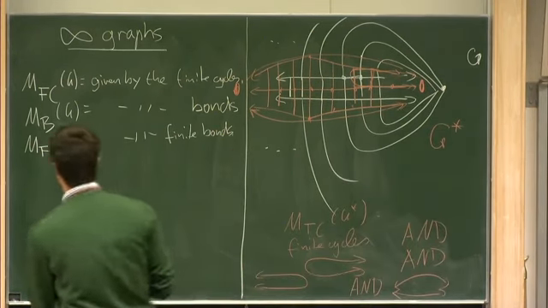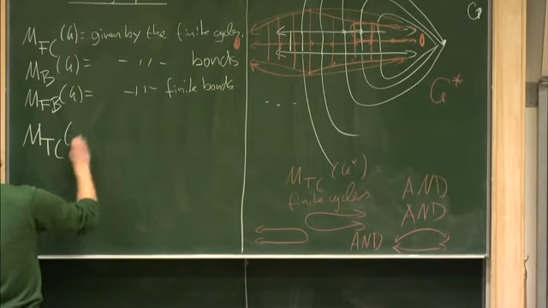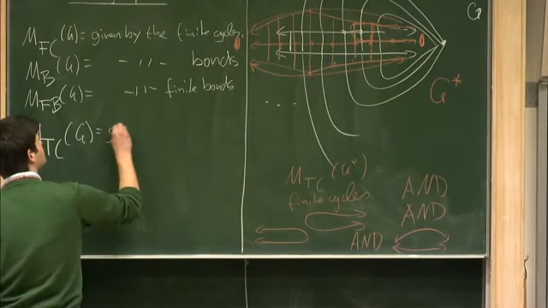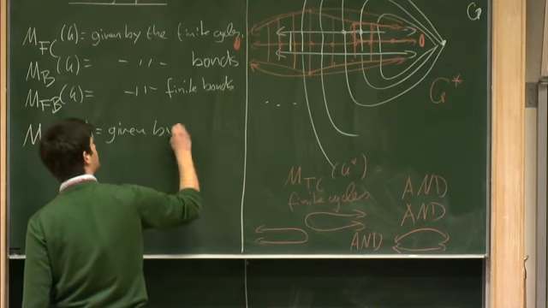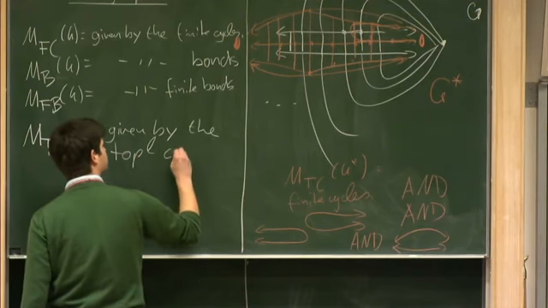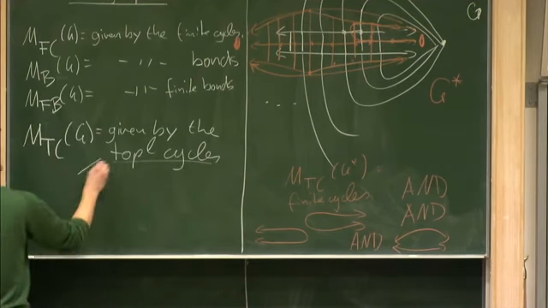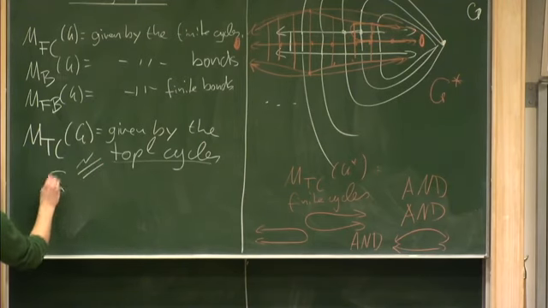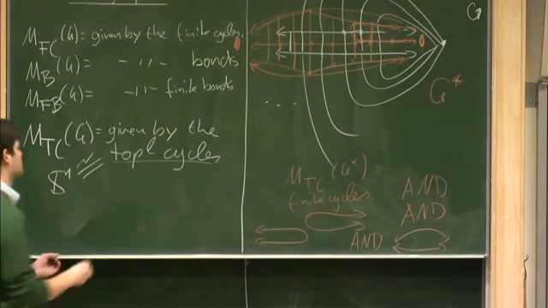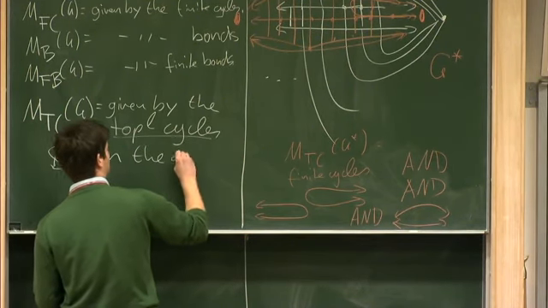Right, so let's write this down. So the topological cycle matroid of the graph is given by the topological cycles, which are just homeomorphic images of the unit circle in the graph together with the ends.